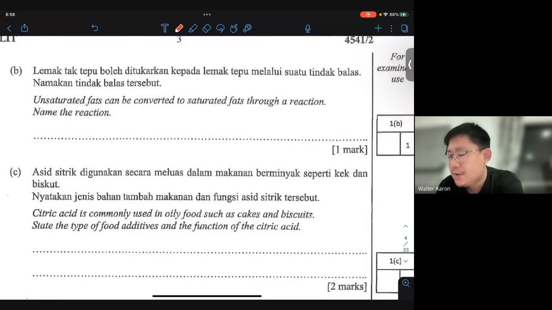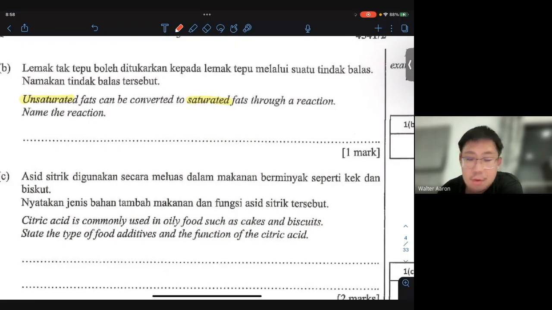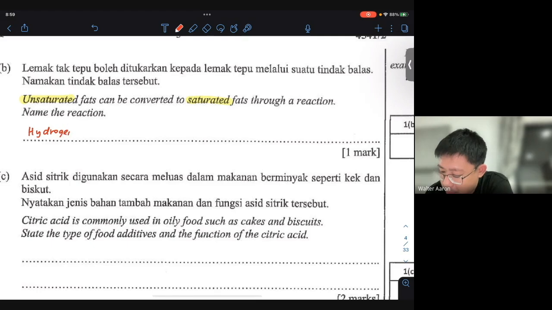Unsaturated fats can be converted into saturated fats through a reaction. Name the reaction. This is part of your organic chem. To convert any unsaturated molecule to a saturated molecule, doesn't matter if fats or normal hydrocarbons, the reaction is hydrogenation. So you can either write hydrogenation, or you can put there addition of hydrogen.